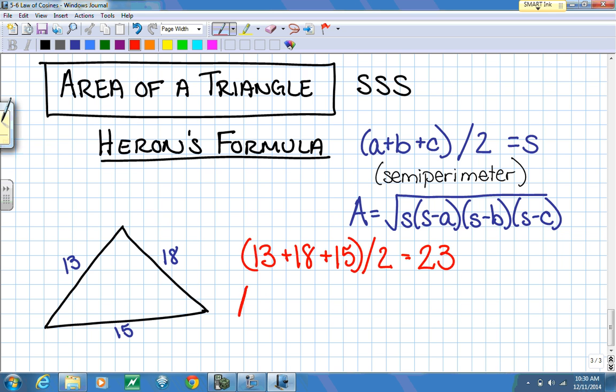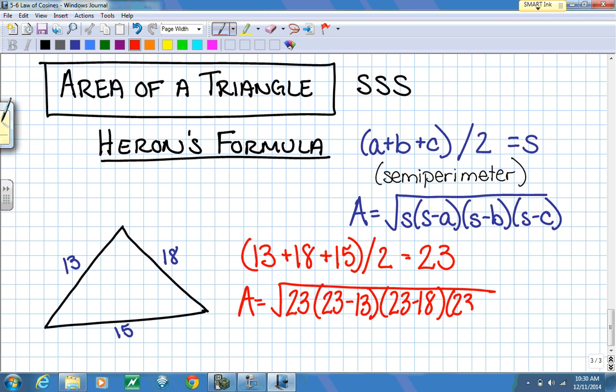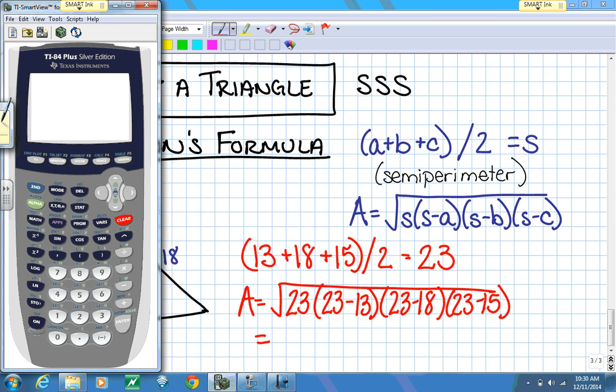And then to find our area, we're going to take the square root of your semi-perimeter of 23. And then we're going to take that semi-perimeter again, and we're going to subtract all of the sides. So 23 subtract 13, multiply that by 23 subtract 18, and then take 23 and subtract 15 from that. So now you have really plugged in your formula, and now it's a matter of throwing this into our calculator. And so I'm just going to go underneath the radical here and simplify that first.